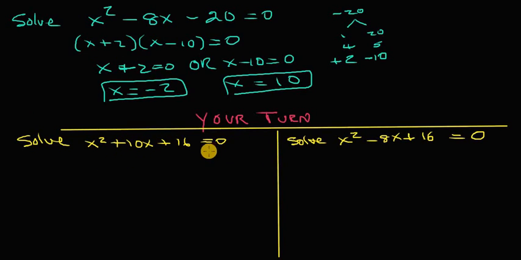Okay, now pause the video, have a go at doing these, and then press play when you want to see the solution. Notice, by the way, you're going to be working out factors of 16 in both of them. In one case, the factors are going to add up to negative 8, and in the other one, the factors are going to add up to plus 10. So, okay, press pause and then have a go.